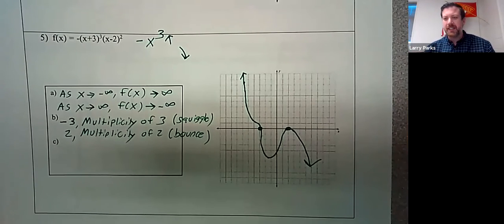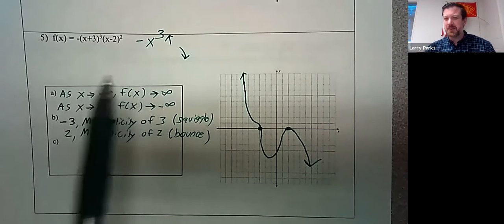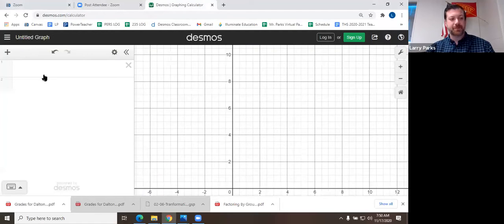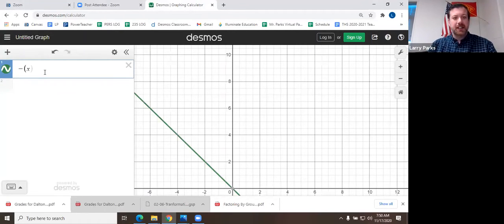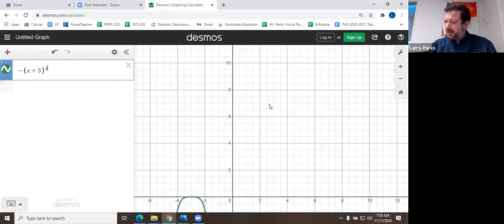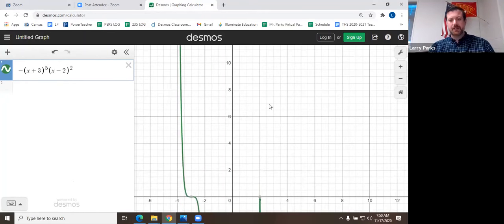And don't be afraid to check your work. So what I'm going to do is type this in Desmos real fast just to double check, because even I'm wrong sometimes too. Let's see. So my function was negative x plus 3 to the 5th, x minus 2 squared.